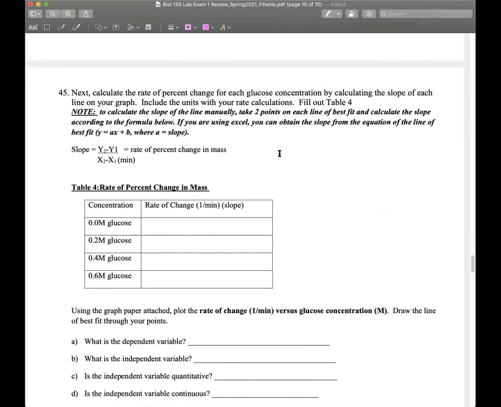So if you're doing that manually, if you've just produced a graph with these lines, hopefully everyone remembers this from some kind of geometry class. The rate of percent change, how fast things are changing, either increasing or decreasing in mass, is you take 2 points on the line, and then you have your y value minus your other y value, over x value minus x value.